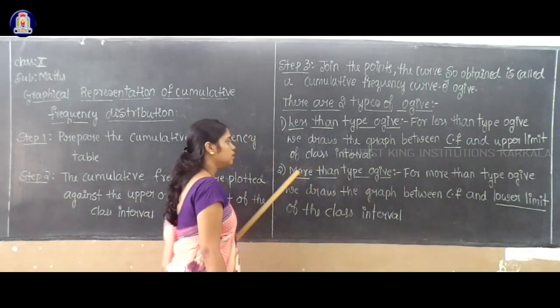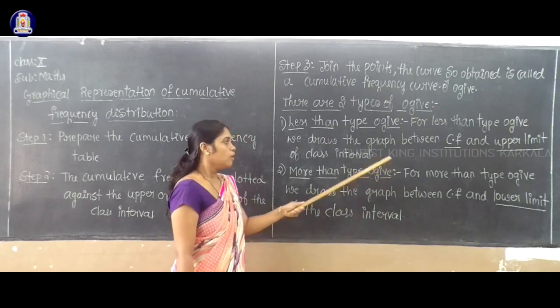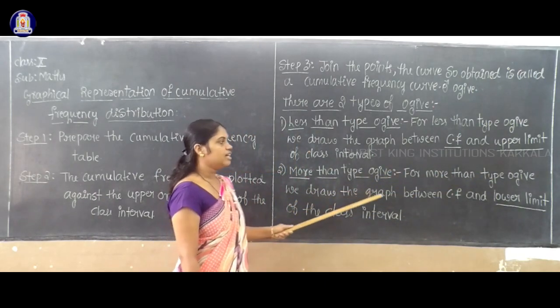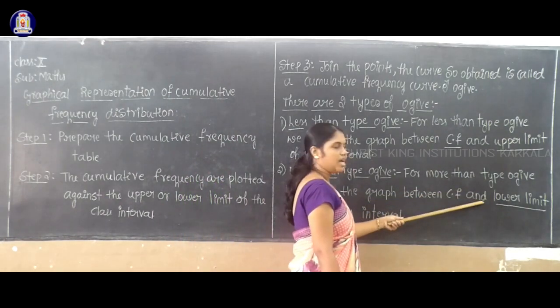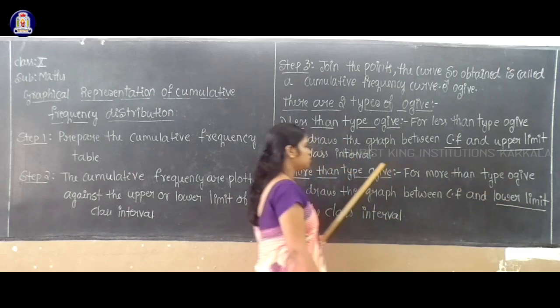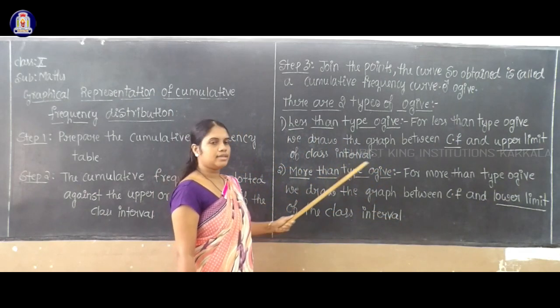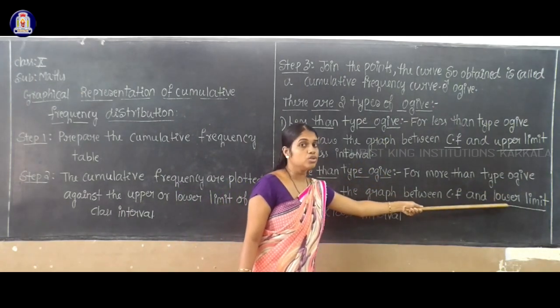Next, the second one, the more than type ogive. For the more than type ogive, we draw the graph between cumulative frequency and the lower limit of the class interval. So for the more than type ogive, we use the lower limit.